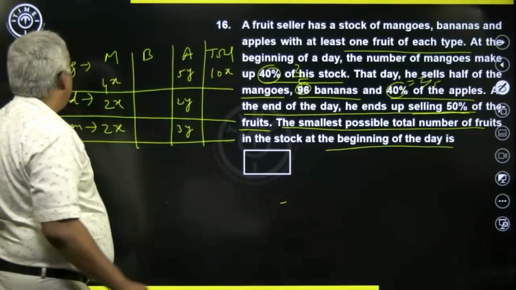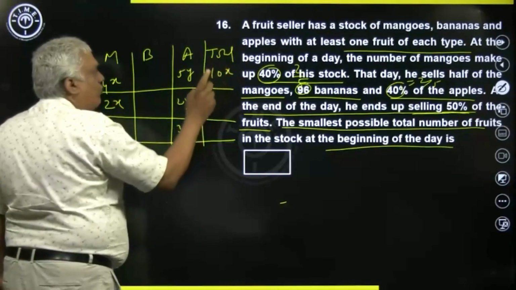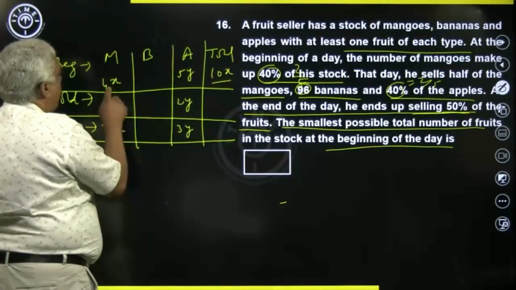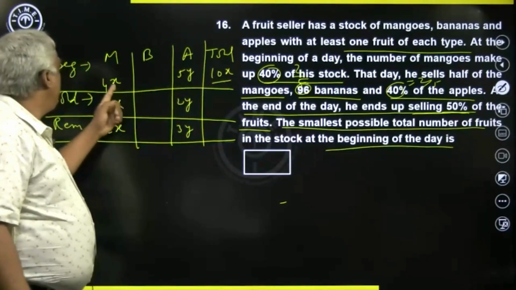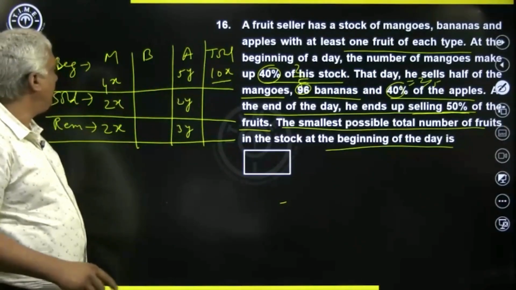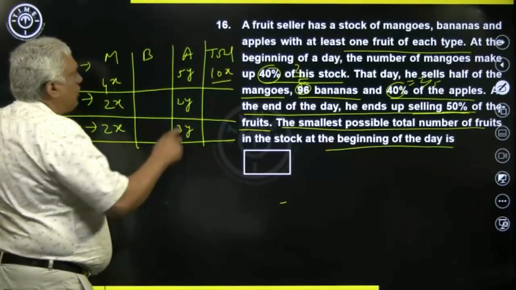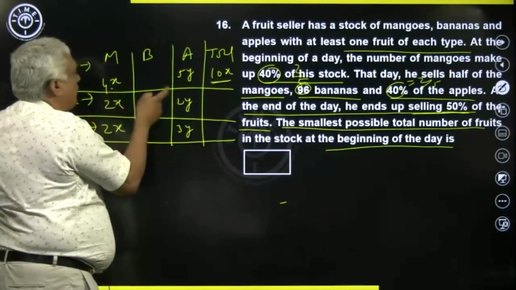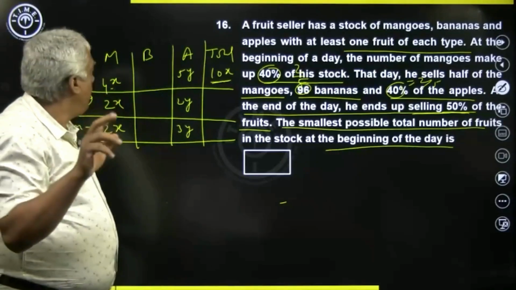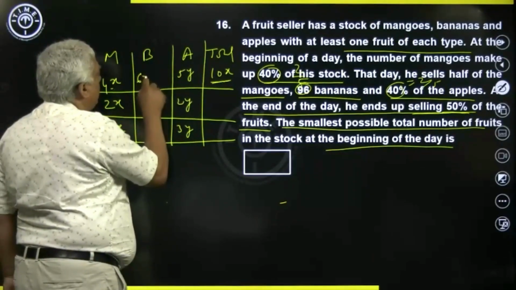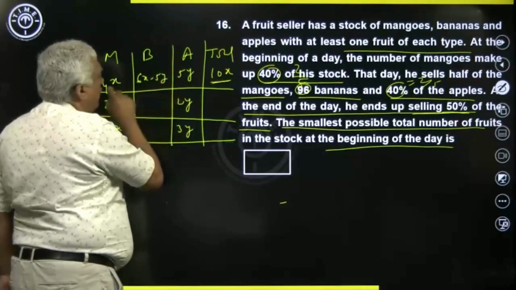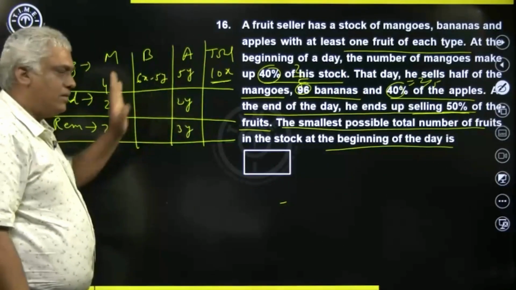Now here you see, out of total fruits 10x, mango is 4x. So how many fruits are left? 6x, right? 10x minus 4x is 6x. 6x will be the number of bananas and apples. So apple is 5y, so banana will be 6x minus 5y. If you add, the total is coming 10x, right?